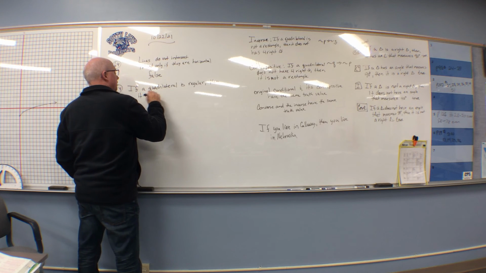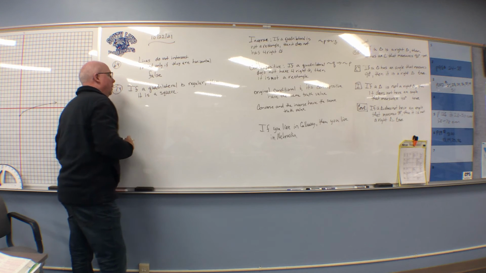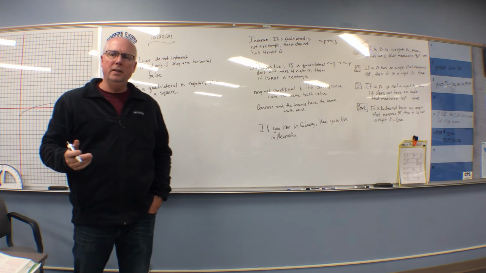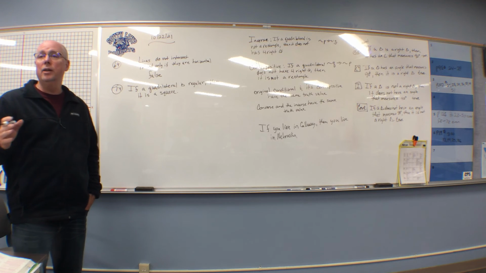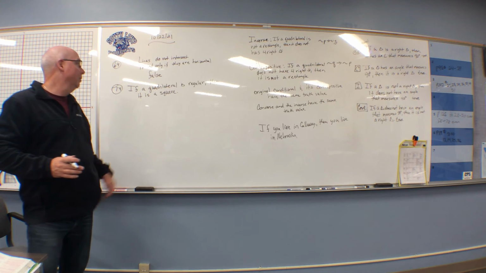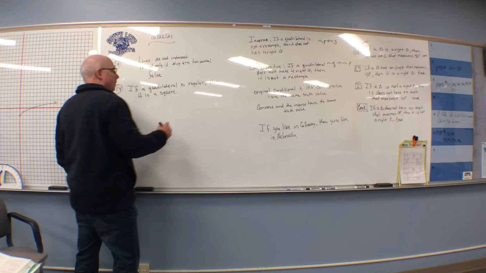This is 74. It says if a quadrilateral is regular, then it is a square. By the way, what does regular mean? All sides are the same and all angles are the same. So if a quadrilateral is regular, then it is a square. Is that true or false? True. That's true.